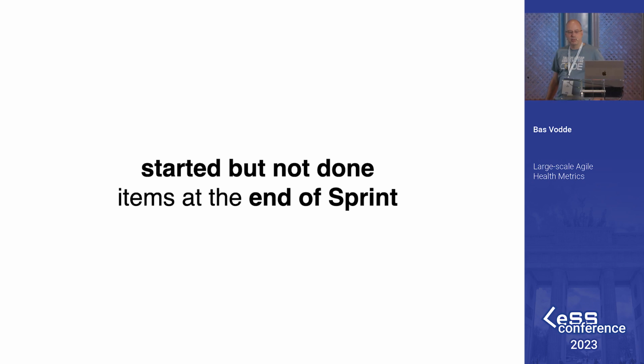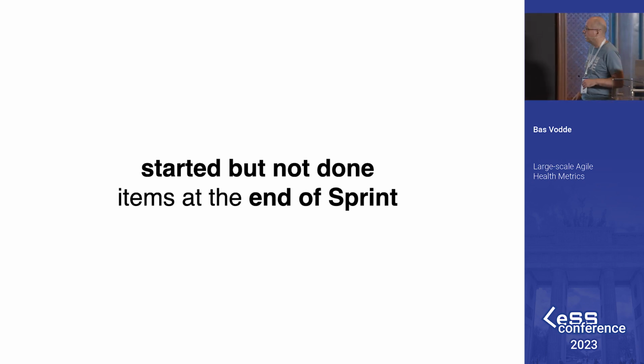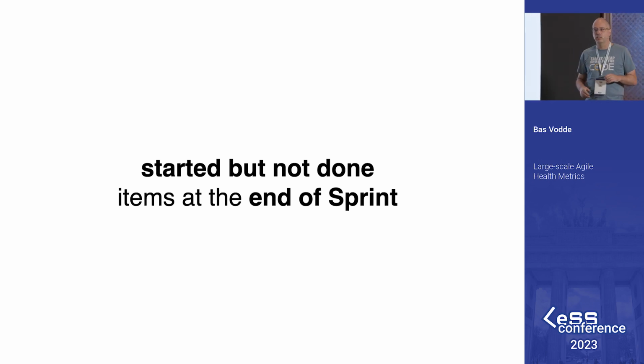The amount of items that are started but not done at the end of a sprint. Also sometimes called spillover or carryover work. It doesn't mean that you cannot throw items out, but you shouldn't start an item and then leave it half done at the end of a sprint. Whenever that happens, probably your team is not cross-learning and you're secretly creating buffers to protect yourself from that.